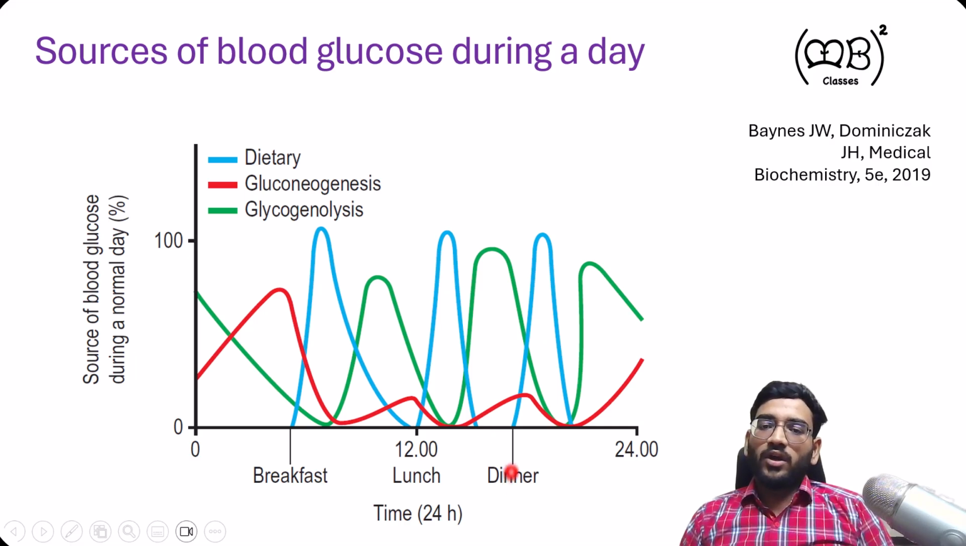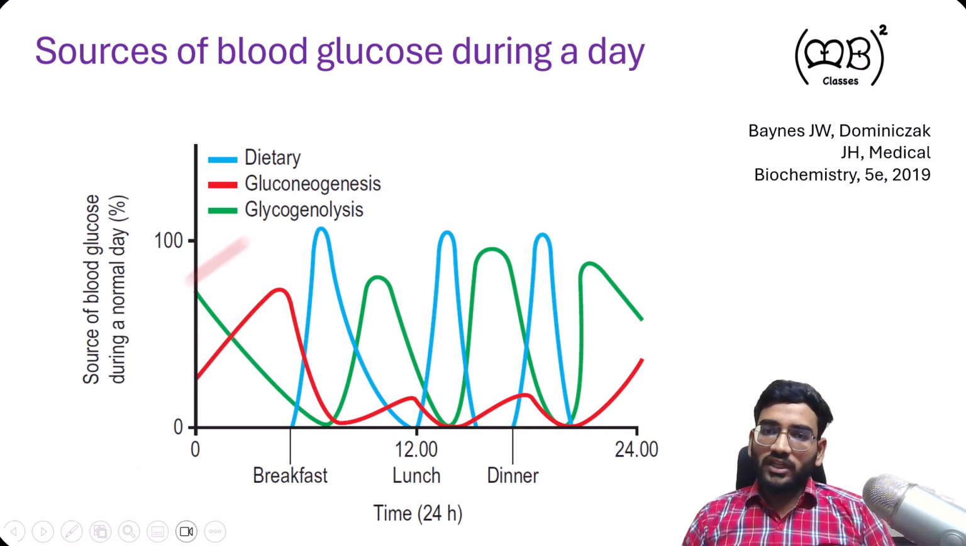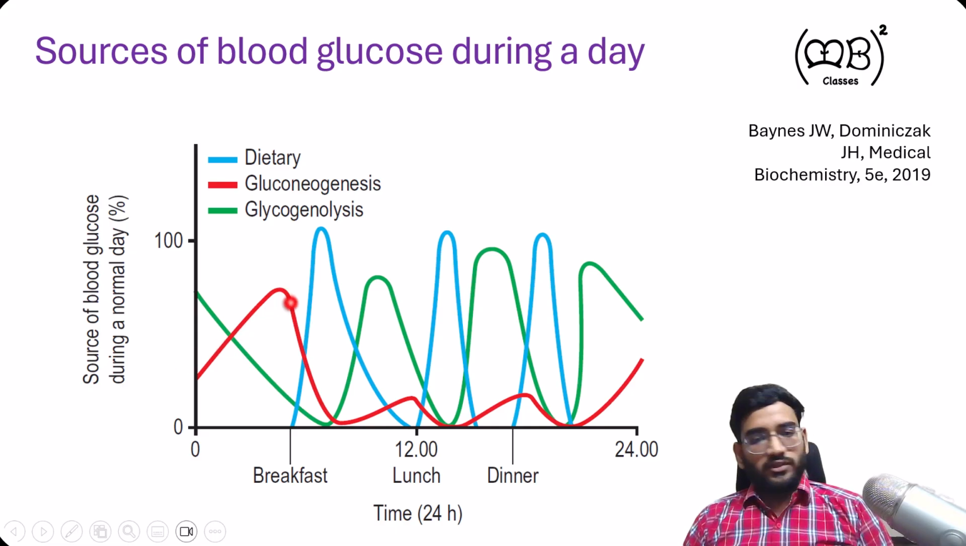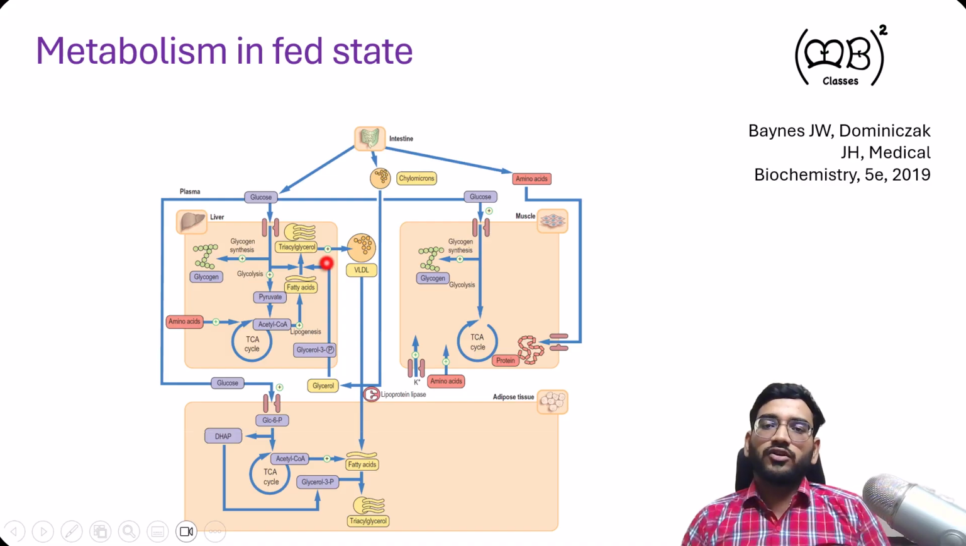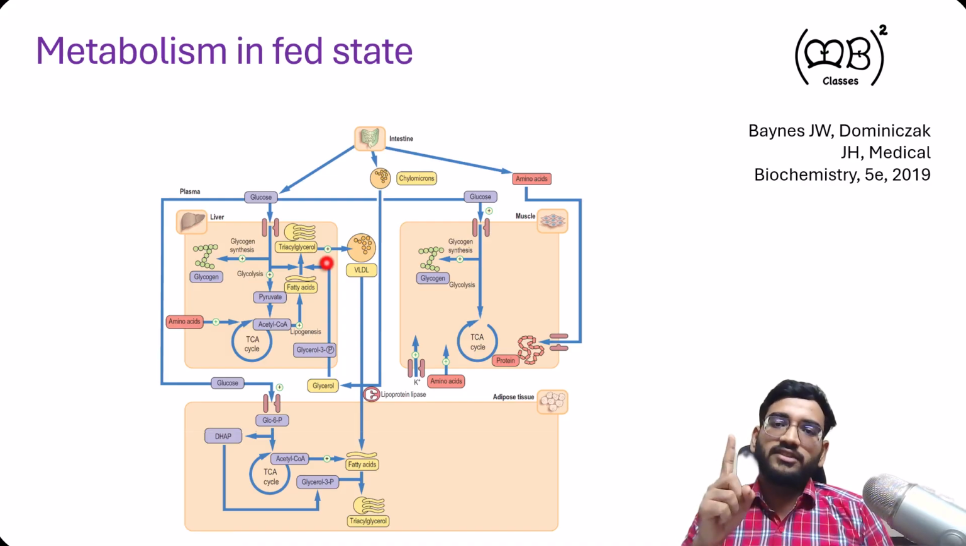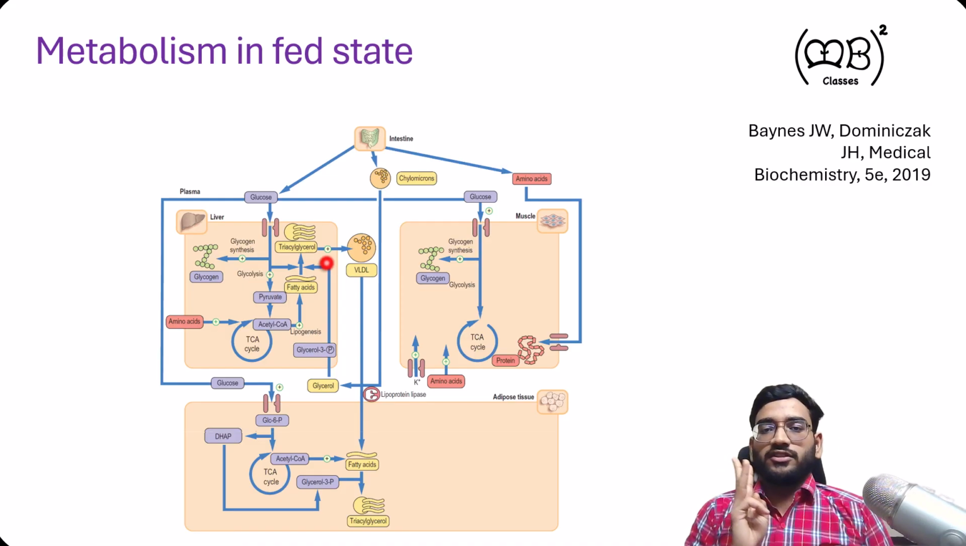After dinner, 100% of the glucose comes from the diet, but glycogenolysis can only sustain mainly for 6 to 8 hours. After 6 to 8 hours the glycogenolysis contribution to blood glucose starts to decrease, and gluconeogenesis also starts. Overnight there is increased gluconeogenesis so as to maintain blood glucose levels. Understood? Then we'll come to the main crux of the lecture: metabolism in the fed state, fasting state and starvation. Okay?